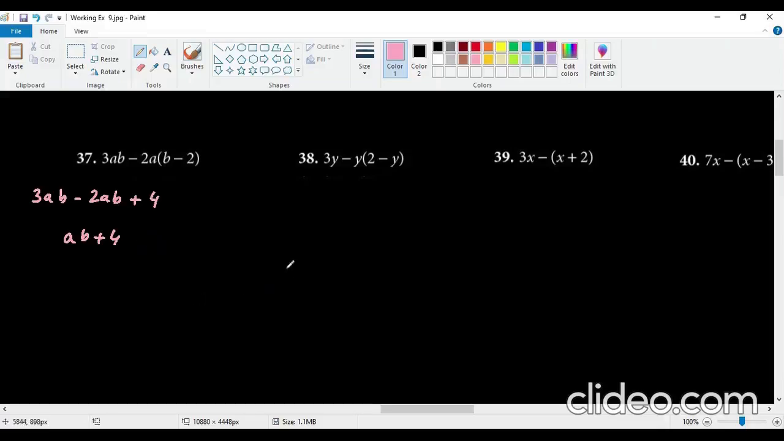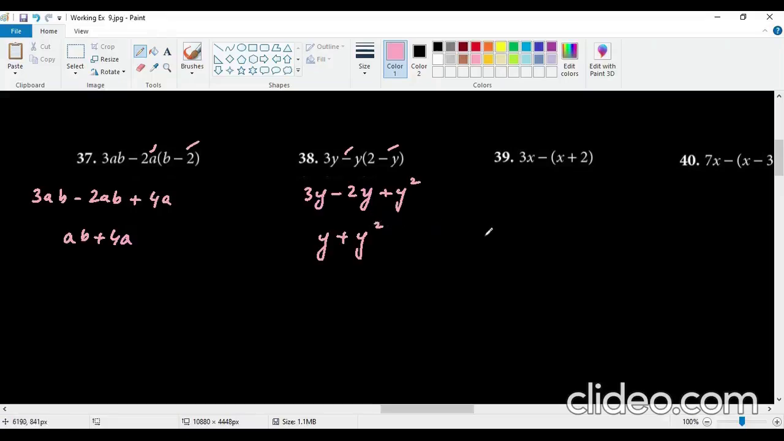Now for 38, this is 4a actually, because 2a times 2 is going to give you a 4a. Now in here 3y minus 2y, and minus minus is a plus y square. So 3 minus 2 is going to give you only 1 plus y square for 38.